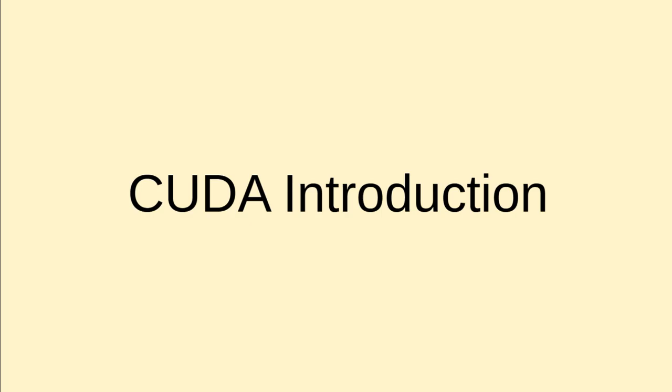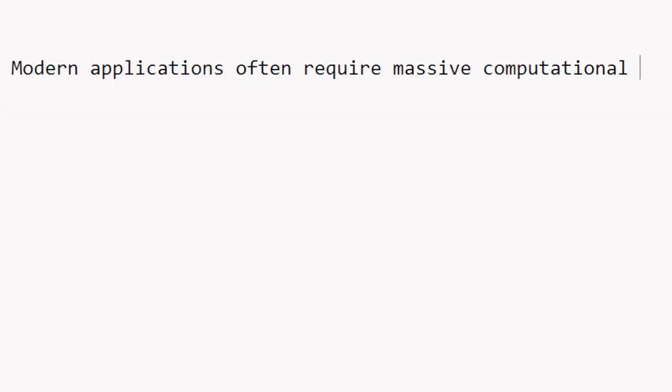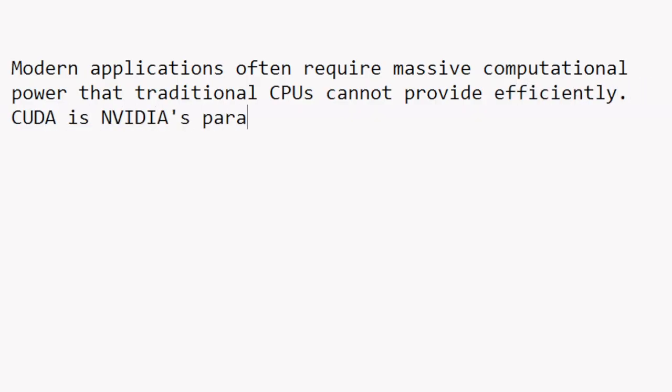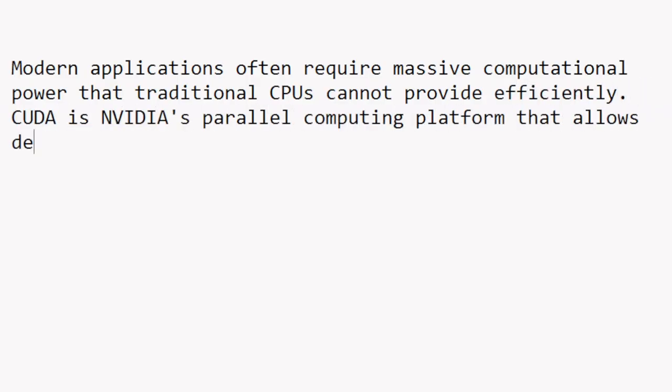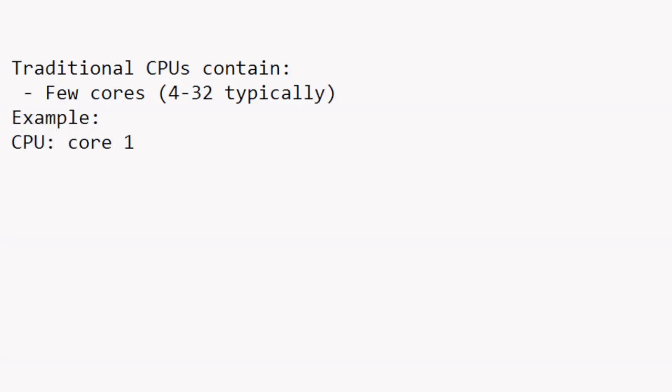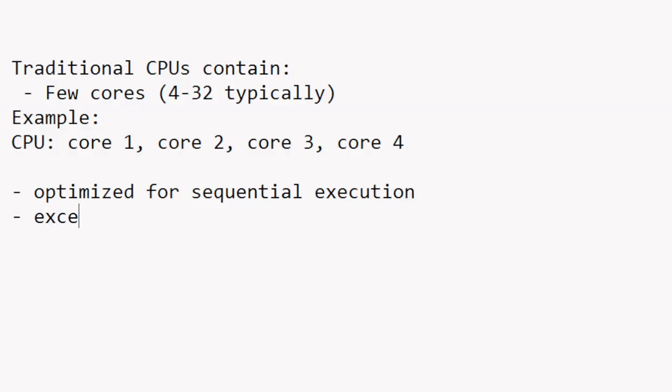Modern applications often require massive computational power that traditional CPUs cannot provide efficiently. CUDA is NVIDIA's parallel computing platform that allows developers to harness the power of GPUs for general purpose computing. Traditional CPUs contain few cores, typically 4 to 32. For example, a CPU may have core 1, core 2, core 3, core 4. They are optimized for sequential execution and excellent for complex control logic.